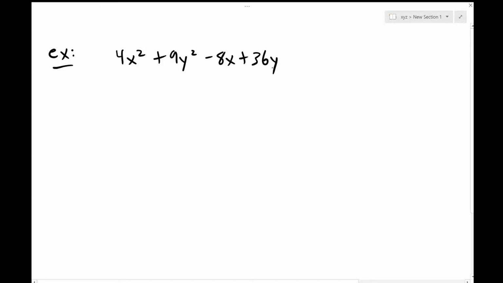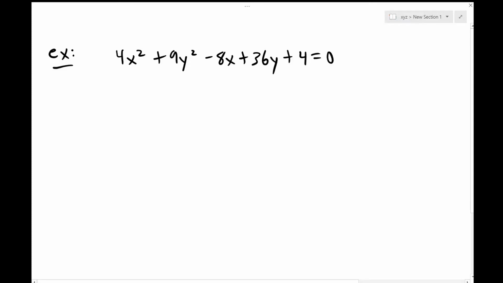So with ellipses, we also need to take a look at equations where we have to rewrite them in standard form as well. And just like with circles, this will involve completing the square. So we'll go ahead and take a look at an example here. Suppose we have 4x squared plus 9y squared minus 8x plus 36y plus 4 equals 0.